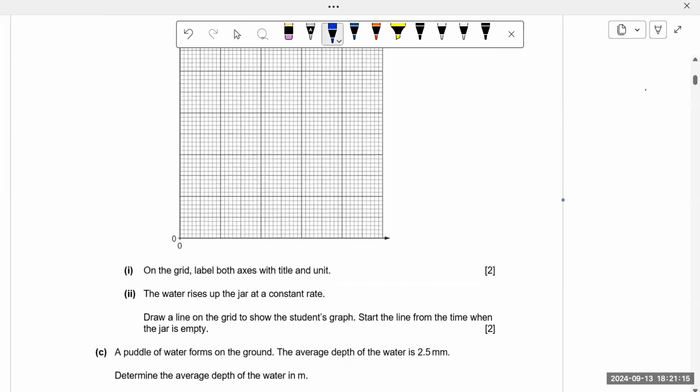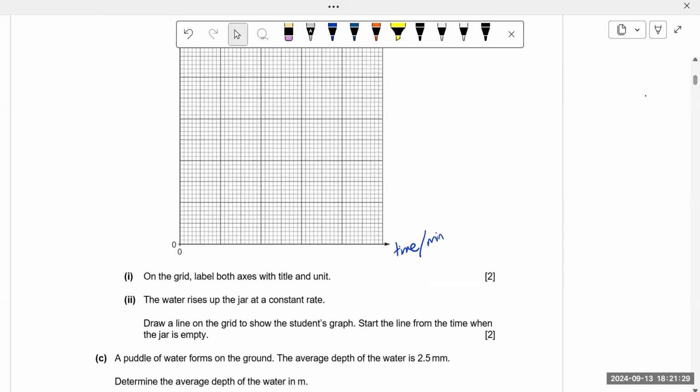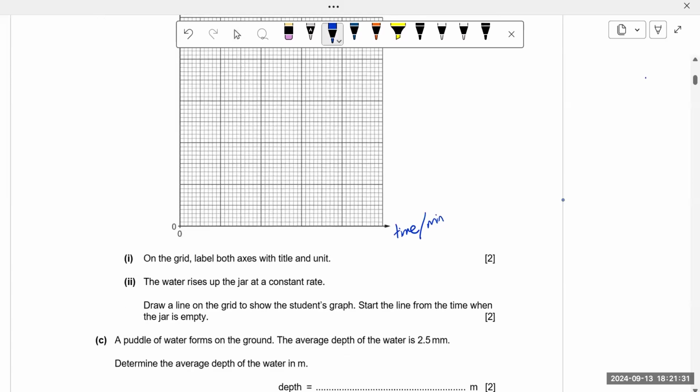So we just write time and then slash, and then, I'm sorry, we can write seconds, but he measured in minutes, so we can write minutes. Seconds wouldn't be wrong, but minute is more accurate, okay? The water rises up the jar at a constant rate.